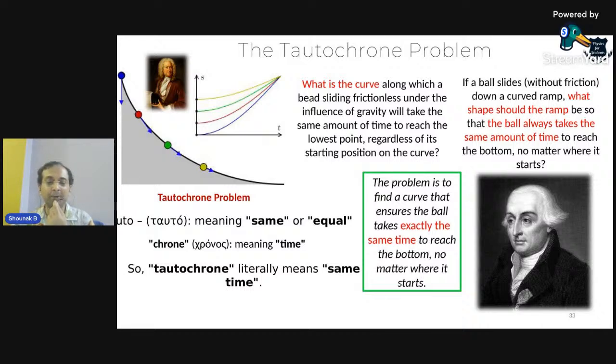So what was the problem? Let us identify the problem. The problem is to find a curve that ensures the ball takes exactly the same time to reach the bottom, no matter where it starts. It might start at the bottom, it might start at the beginning, wherever it will start. So this was basically the problem: what shape should the curve or the ramp be so that the ball takes the same amount of time to reach the bottom, no matter where it starts.